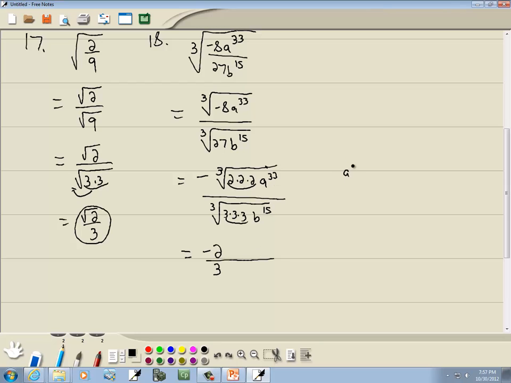Let's look at our variables now, the a's. We'll take our power, which is 33, divide by our index, which is 3, the number in the slot here. That gives us 11 with a remainder of 0. This is how many come out, and this is how many stay in. So we're going to have 11 a's come out.